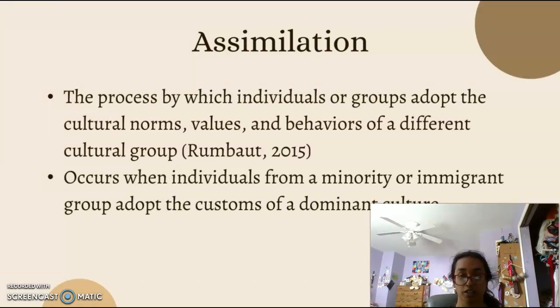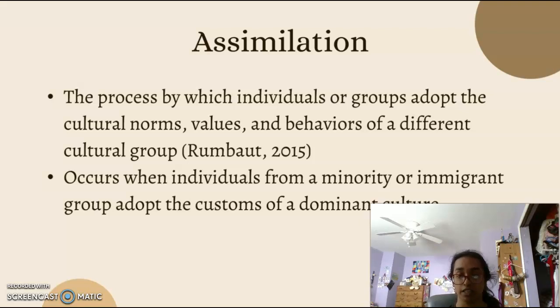Assimilation refers to the process by which individuals or groups adopt the cultural norms, values, and behaviors of a different cultural group, often due to social pressure or the desire to fit in. It typically occurs when individuals from a minority or immigrant group adopt the customs, language, and identity of the dominant or mainstream culture. Assimilation can involve changes in language, dress, religious beliefs, and cultural practices.